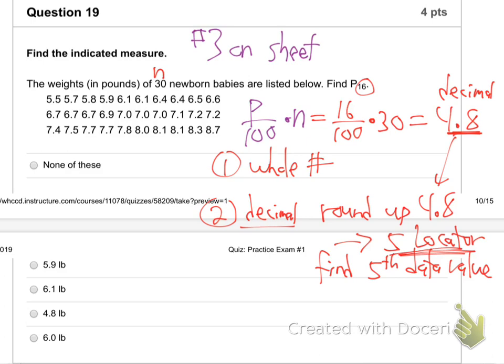It's the locator. It's saying, go back to your data set now and find the 5th number starting from the beginning. 1, 2, 3, 4, 5. There it is, 6.1. Does that make sense? So P over 100 times n, 4.8, round it up to 5, grab the 5th number in the data set, 6.1. You see, because that number is 16% along the way. Remember what percentile means? That's the number that's 16% down the line, from the start.